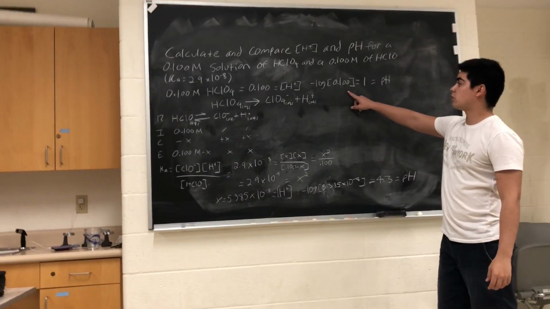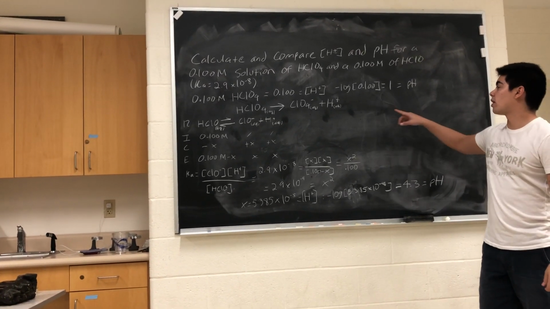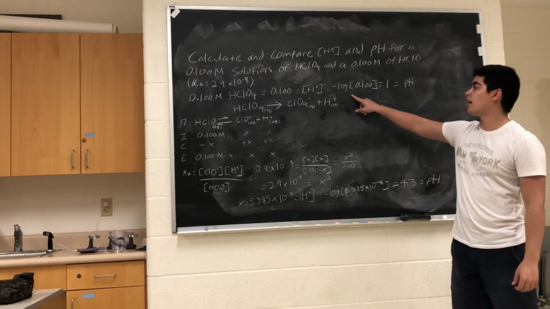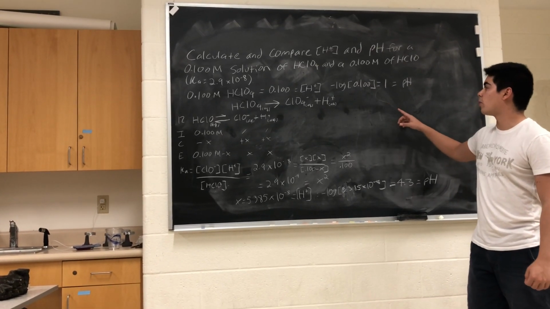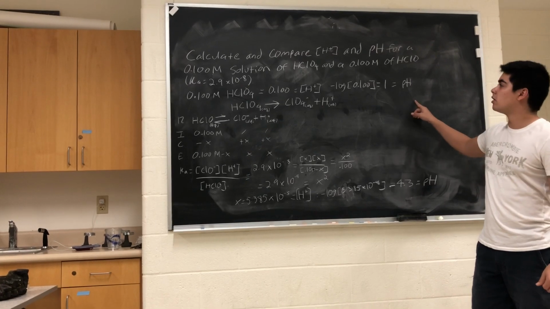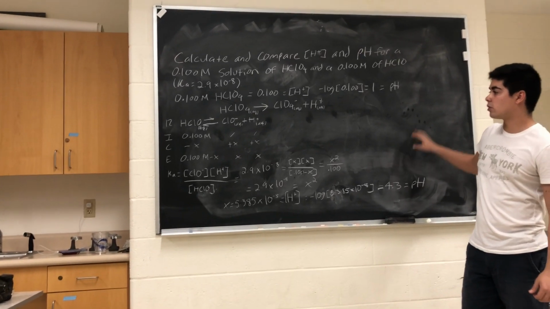with the H plus concentration formula, and so once we do that, we're able to calculate pH, because that is what this formula calculates. So from here, the negative log of 0.1 is equal to 1. So we have the pH of perchloric acid. So we're done with that.